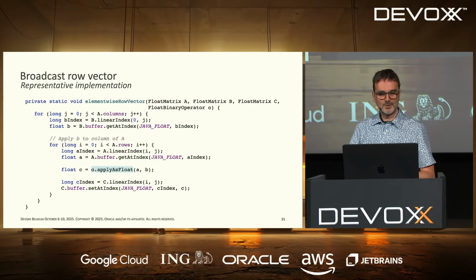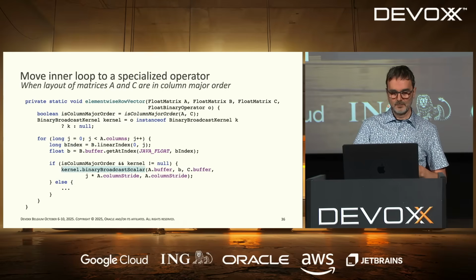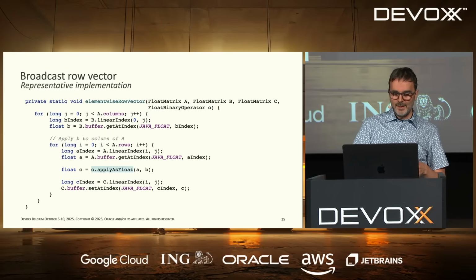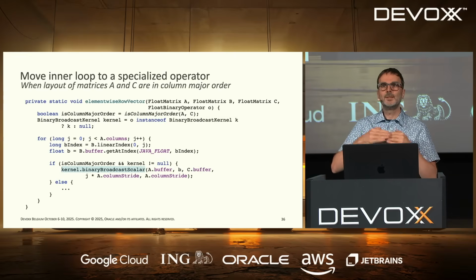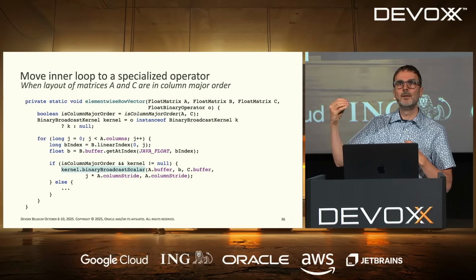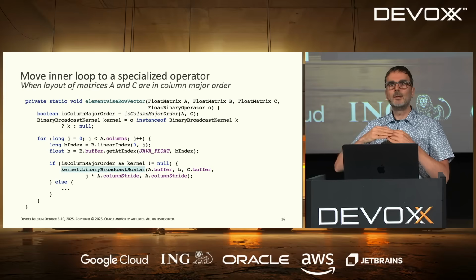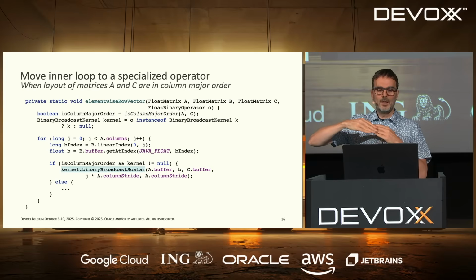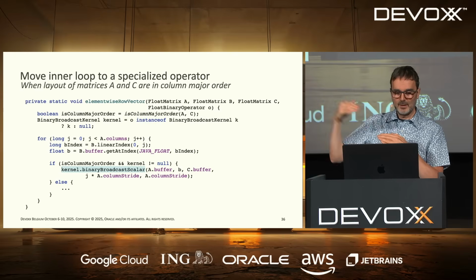So here's the representative implementation again that I showed earlier. What we need to do is somehow move the implementation of that inner loop up to the float binary operator instead, where it's specialized for its particular operation. So the HotSpot compiler gets out of the business of specializing that loop itself. It can't do it. We need to move it up.